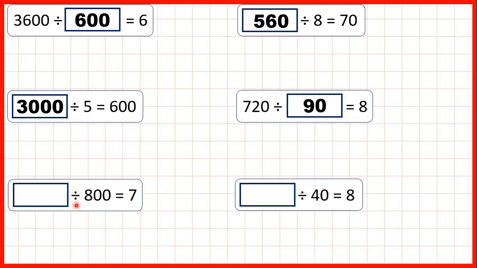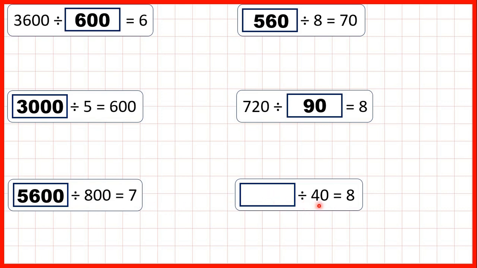Now, what divided by 800 is 7? Well, 7 times 8 is 56, but we need two end zeros after the 56, because we don't have any end zeros in our quotient, and that means the end zeros in the question must have been cancelled, and because we have two end zeros in the divisor, we need two end zeros in the quotient.